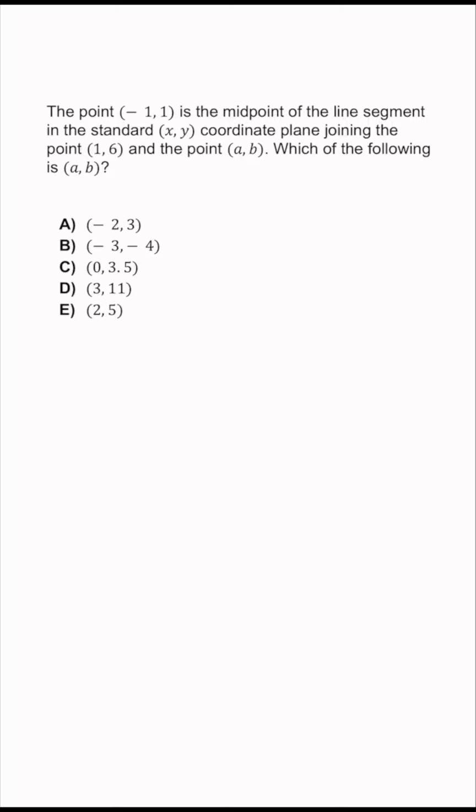The point (1, 1) is the midpoint of the line segment in the standard xy coordinate plane joining the point (1, 6) and the point (A, B). Which of the following is (A, B)?